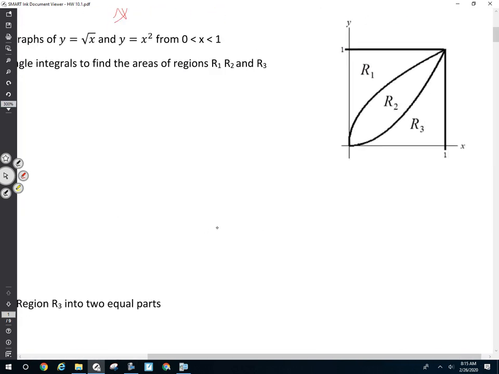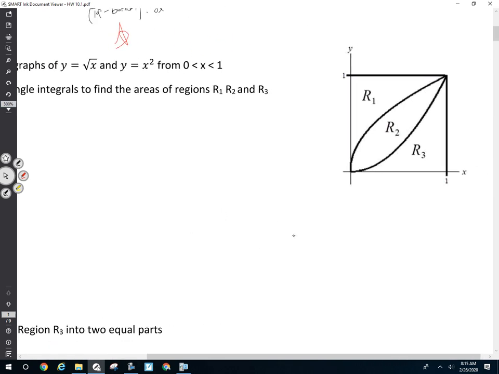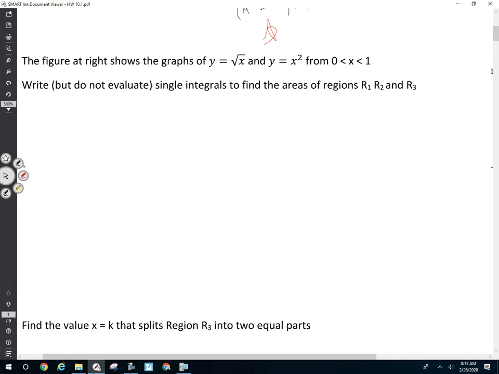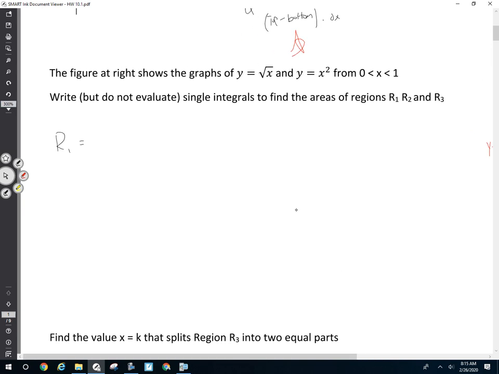Okay. I want to find the areas of R1, R2, R3. I'm just going to write the integrals, but not simplify. So let's look at R1. So I'm going to draw a rectangle in R1 and realize the height of my rectangle is going to be 1 minus this curve. Now, let's see. We are told that this is y equals the square root of x, and this is y equals x squared. So the height there would be 1 minus root x. And I'm going from 0 to 1.